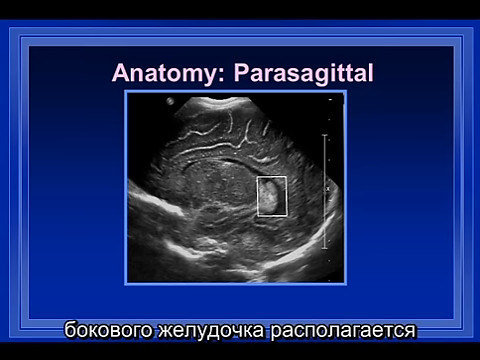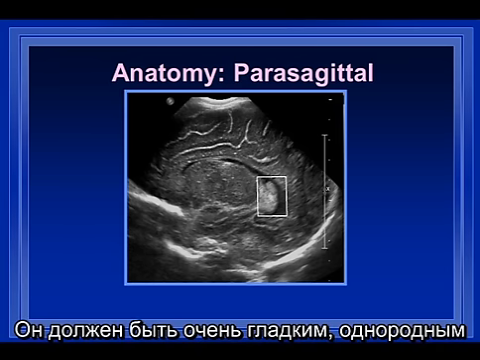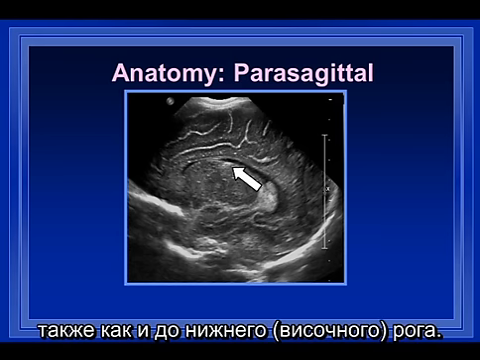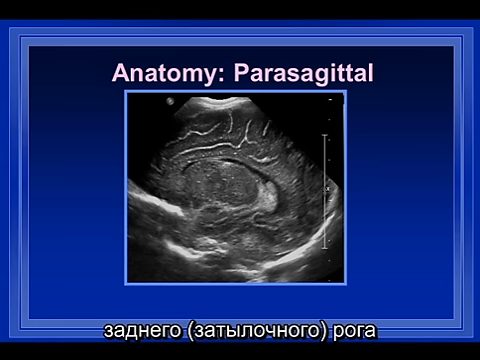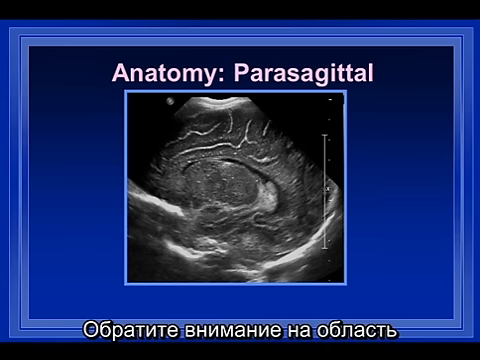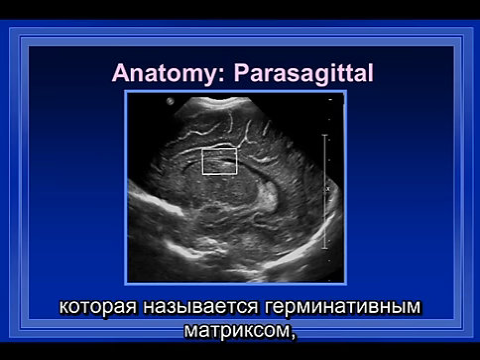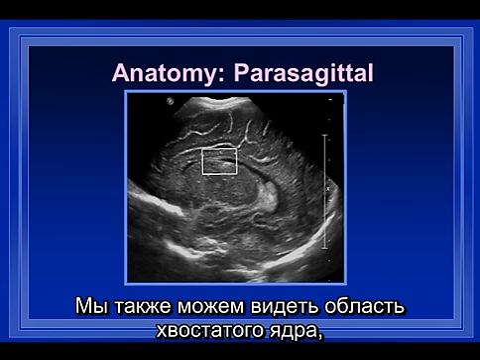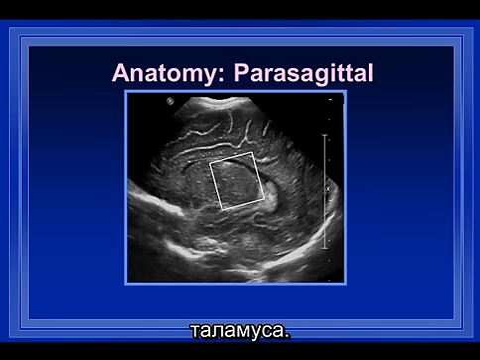Housed within the atrium of the lateral ventricle is the glomus of the choroid plexus. This should be very smooth, and it should taper toward the caudothalamic groove as well as toward the temporal horn. We should not see choroid extending into the occipital horn of the lateral ventricle. Note that there is an area anterior to the caudothalamic groove that is called the germinal matrix, and we'll talk about this in more detail in a minute. We also have the region of the caudate nucleus and the area of the thalamus.